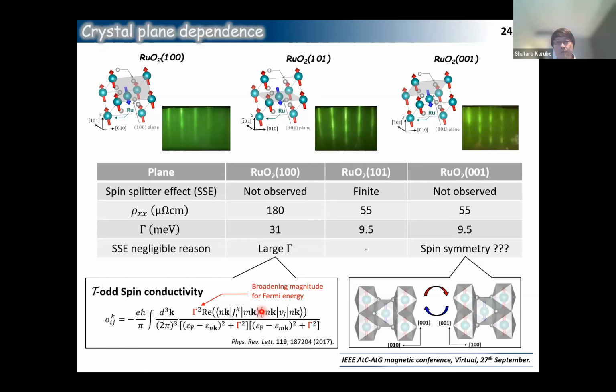Moving on to the 001, where the resistivity is considerably lower, like the 101 case, the explanation based on gamma alone is not sufficient. The exact reason for this observation remains unclear, unfortunately, but it is currently believed the 001 direction does not allow for spin current generation due to spin symmetry considerations. These insights provide a valuable context for understanding the spin splitter effect's dependence on the crystal orientation and the scattering rate in the ruthenium dioxide-based system.